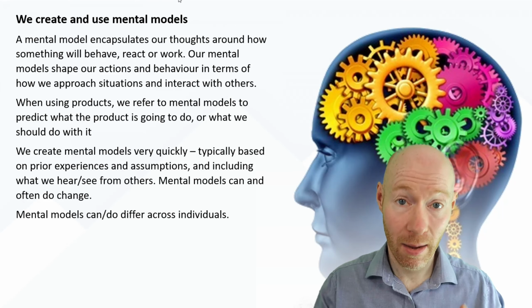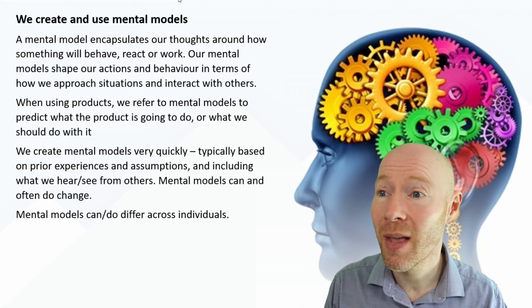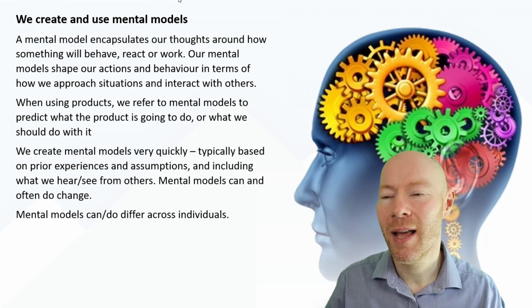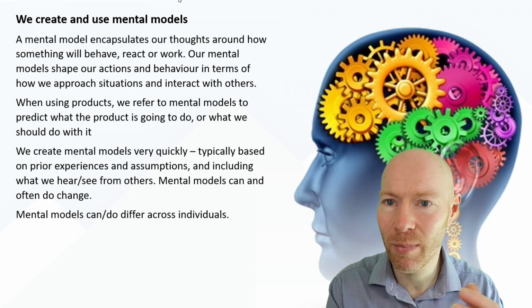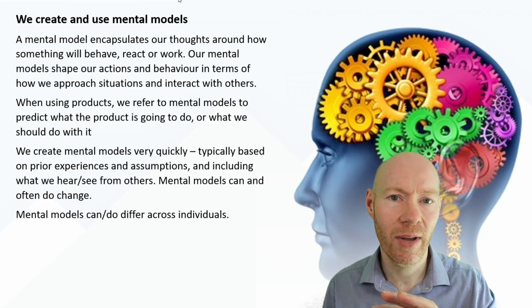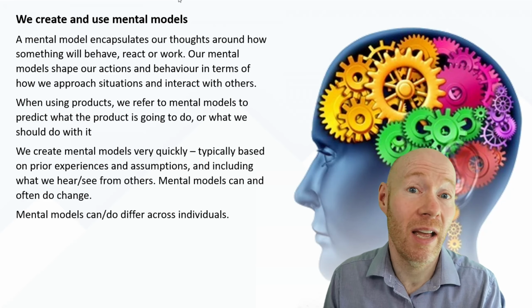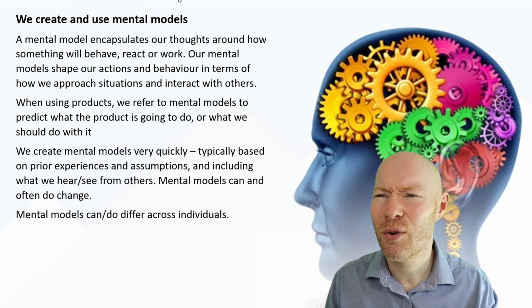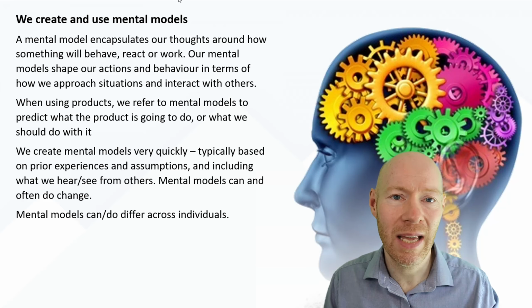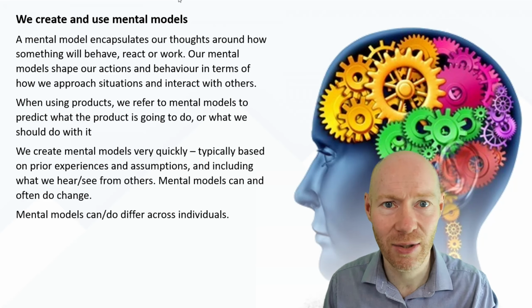So you and I, we create and we use mental models. A mental model is something that brings together our thoughts around an item, an object, or some process: how it's going to behave, how it works, how it's going to react to different types of activity, stimuli, or input. And we use our mental models to reason about how we interact and how we use things. What types of behavior are we going to engage with? What actions are we going to do? It really shapes how we approach different things.